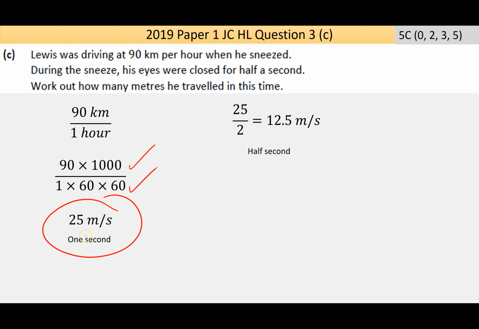I got 25 meters per second. That's how much you traveled in 1 second. I divided that by 2 to get the half a second. Now, if you think about it, does that make sense? 25 meters, if you can estimate it, you're driving fairly fast. And it's amazing how far you do travel in that second, or half a second. Right, so that's part C.